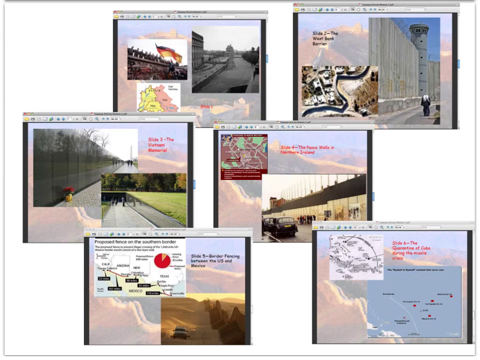Here is a picture of the slides that students are viewing, and they are in the student academic notebook as well as in the teacher's guide. You'll see East Berlin, West Berlin, the Berlin Wall, the West Bank Barrier, the Vietnam Memorial, the peace walls in Northern Ireland, the border fencing between the United States and Mexico, and then the quarantine of Cuba during the missile crisis. So those are the walls that they're going to be seeing pictures of.